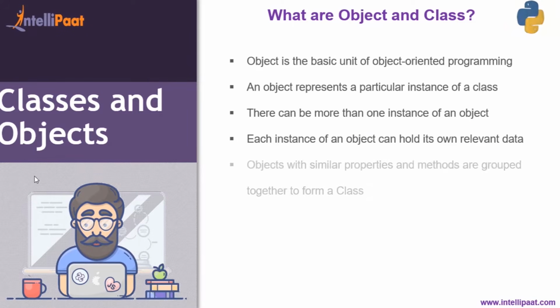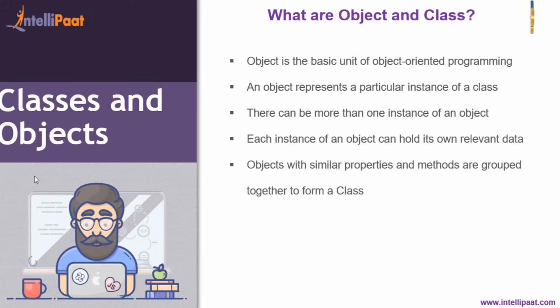So you can consider an object as the basic unit of object-oriented programming. It represents one particular instance of a class. Just as from a single blueprint you can create multiple houses, in the same way, from one class you can have multiple instances of an object. Now, as each house was different in terms of its interior and family, in a similar way, each instance of an object can hold its own relevant data.